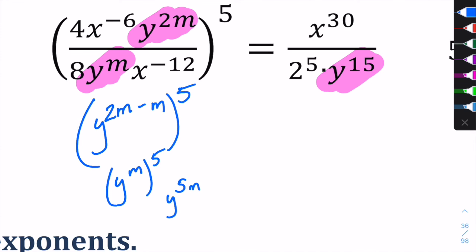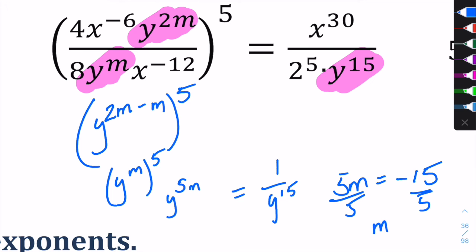All right, so y to the 5m is on this side, and that's equal to 1 over y to the 15th. So somehow we've got to get the 15 on the bottom. If we're going to go from something that's 5m, kind of in the numerator, to 15 on the bottom, m is going to have to be negative. And what's going to take us from 5 to 15 is 3. So you could think of this as 5m is equal to negative 15, because that 15 on the bottom is like negative 15 on the top. Hey, we can divide by 5, and there we go. We see it again. m must be negative 3.